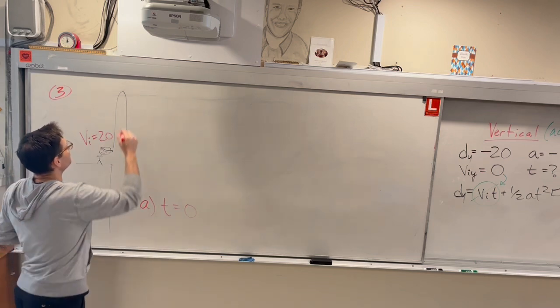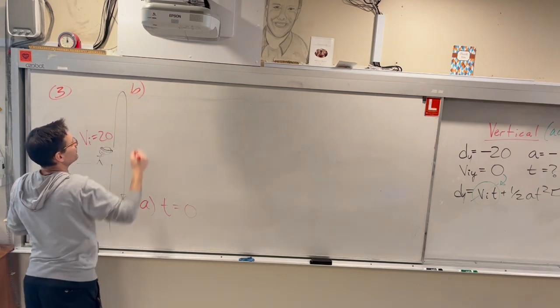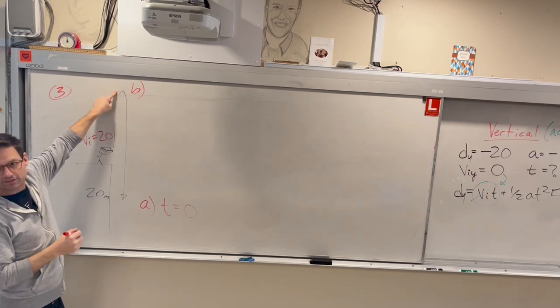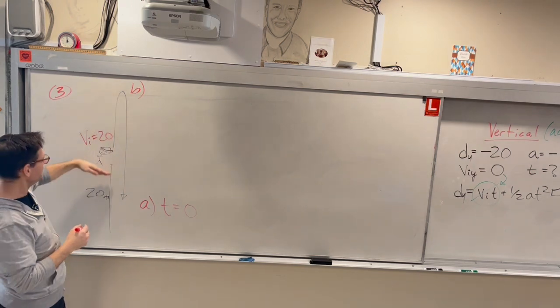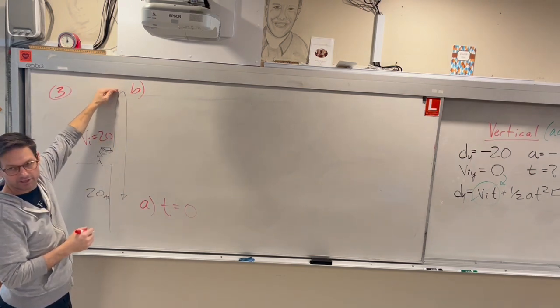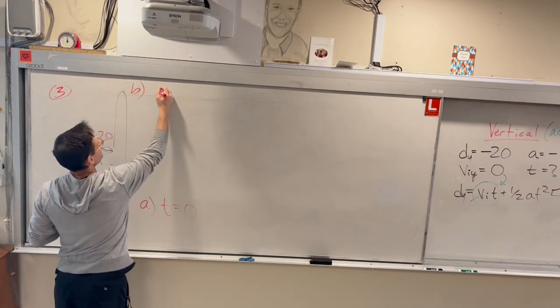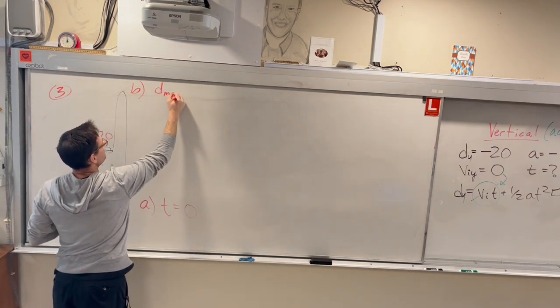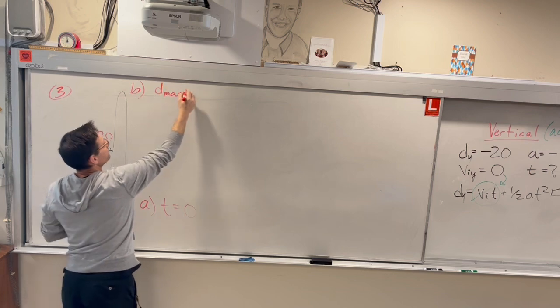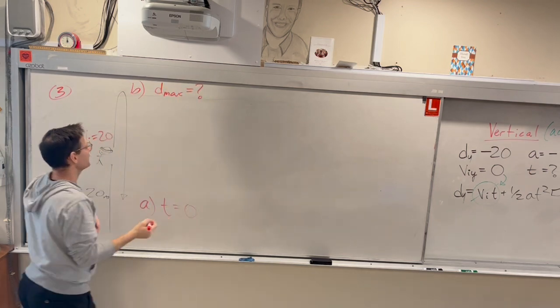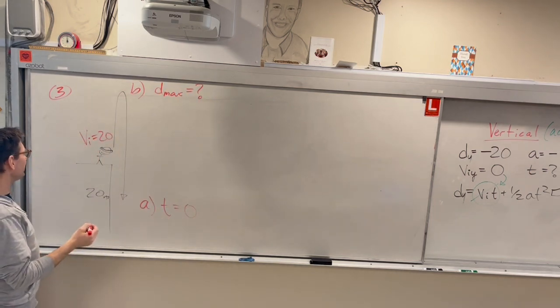And then for B, what I want you to find out is the highest point above the cliff. How high above the cliff is that snowball going to go? So I'm going to say D max, and this is the vertical.